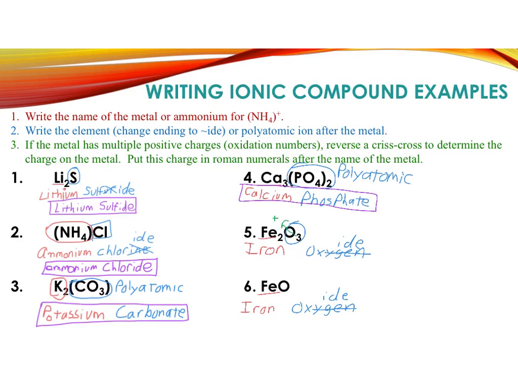To tell the difference, I have to reverse the crisscrosses. So the 3 on the oxygen originally came from the iron, and that had to be positive. The 2 from the iron originally came from the oxygen, so it had to be negative. Since I have a charge of 3+, I get a Roman numeral 3. So Fe2O3, more commonly known as rust, is actually iron, Roman numeral 3, oxide.